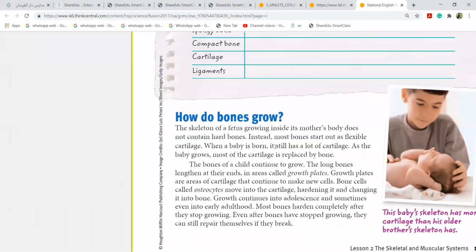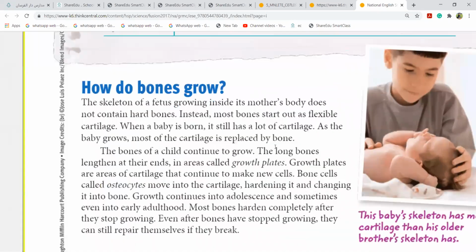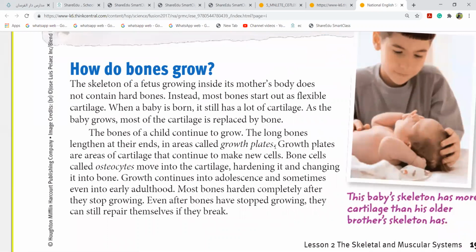How does the bone grow? Can you read it out here, Vatin? The skeleton of the fetus growing inside its mother's body. When the mother has a baby inside her stomach, for the first 3 months, the baby is called a fetus. Very small. Not an infant. The infants are the ones who are newly born.